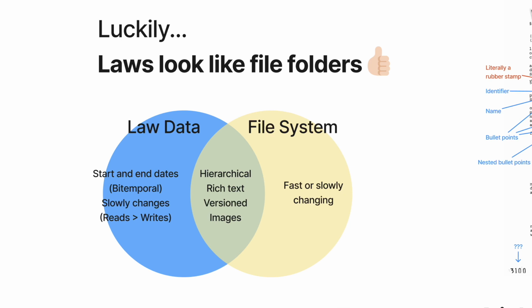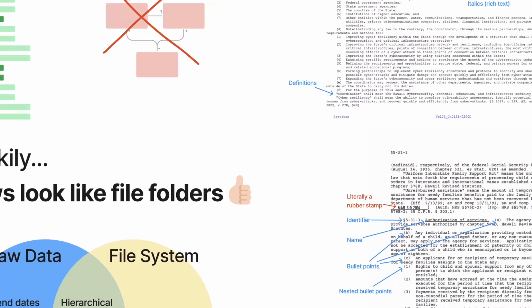There are some additional benefits here too, because file systems are really good at certain things. Because Hugo relies on a file system to store its content, we can store rich text, we can store versioning as different files, and we can store images and attachments and other files that go along with the laws. There are a couple other interesting characteristics about law data worth mentioning as well. Laws have start and end dates, called effective dates or repeal dates. Also, laws are very read intensive in our case, and the laws change fairly slowly.